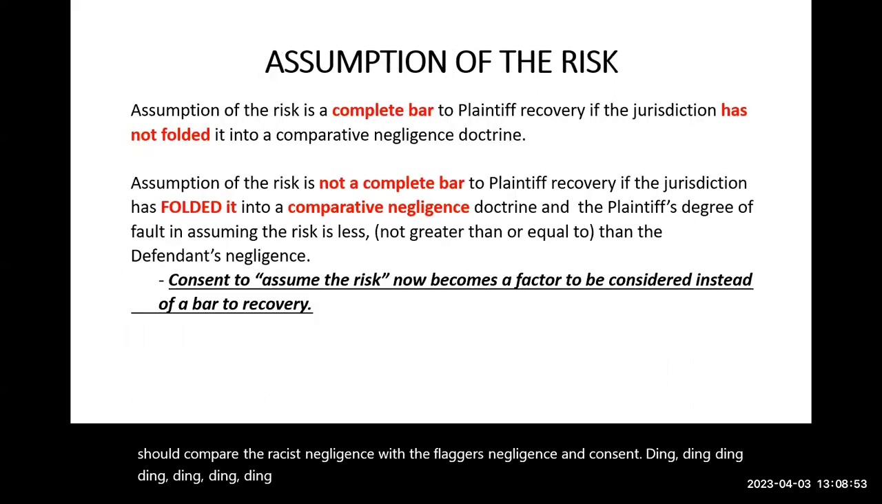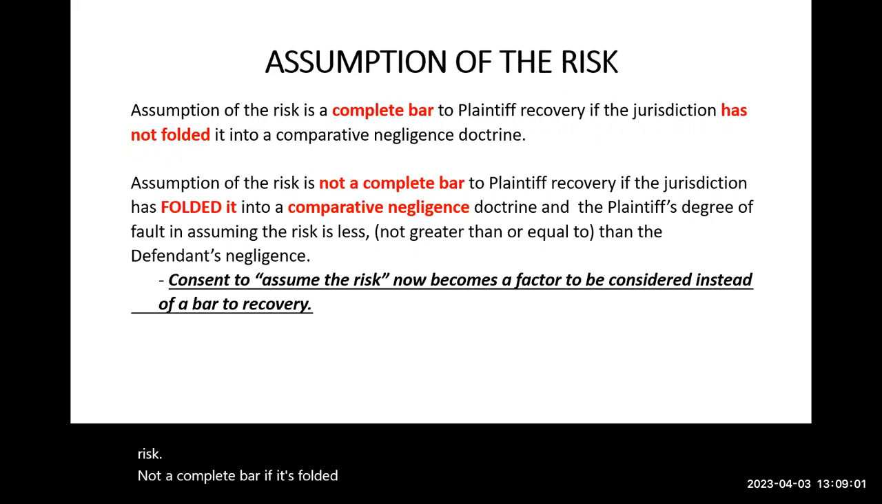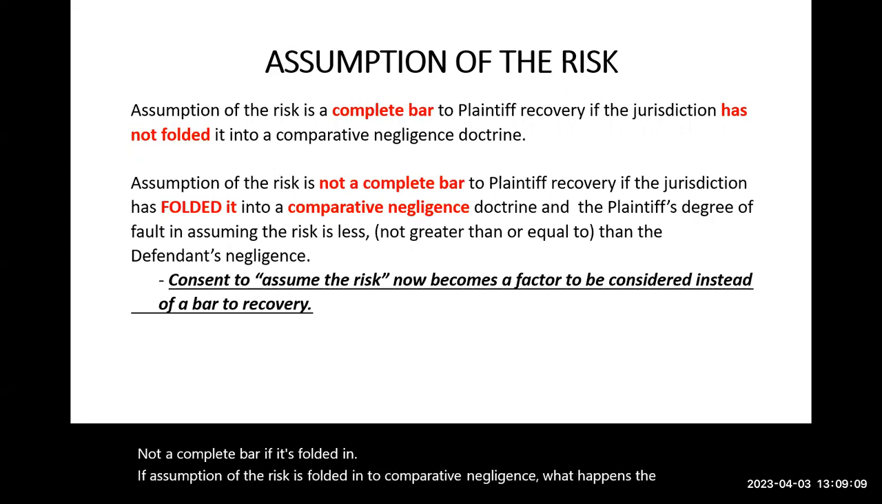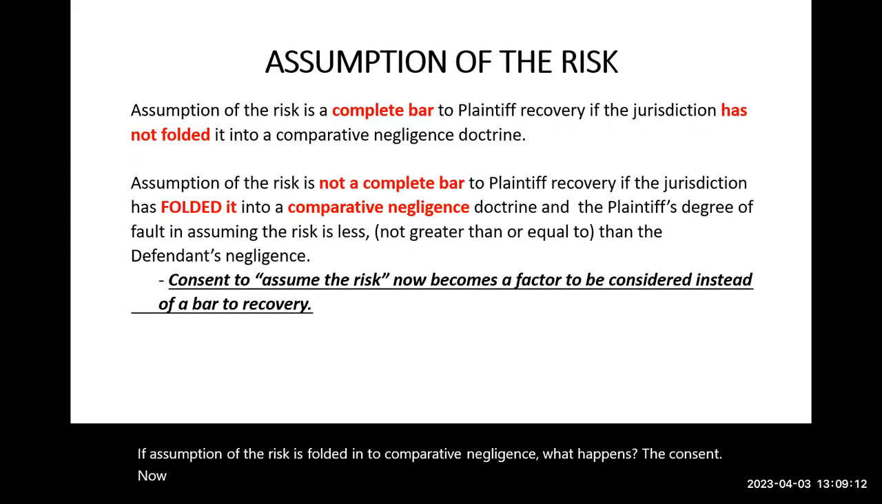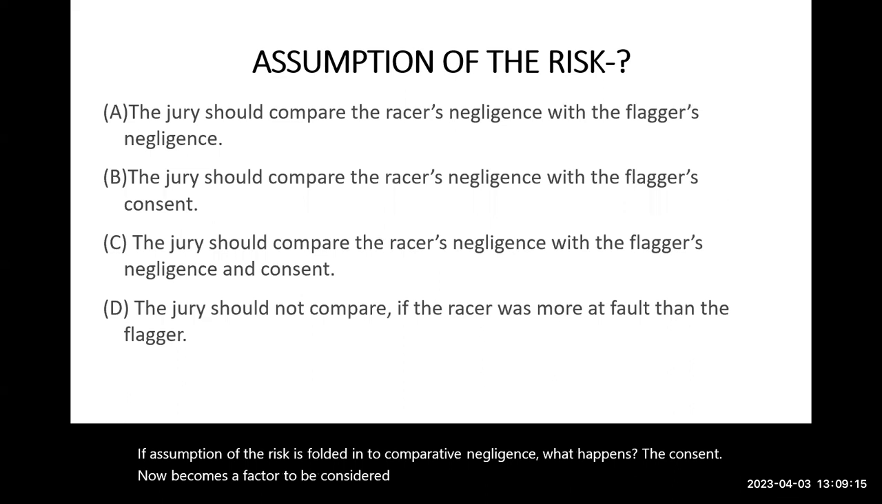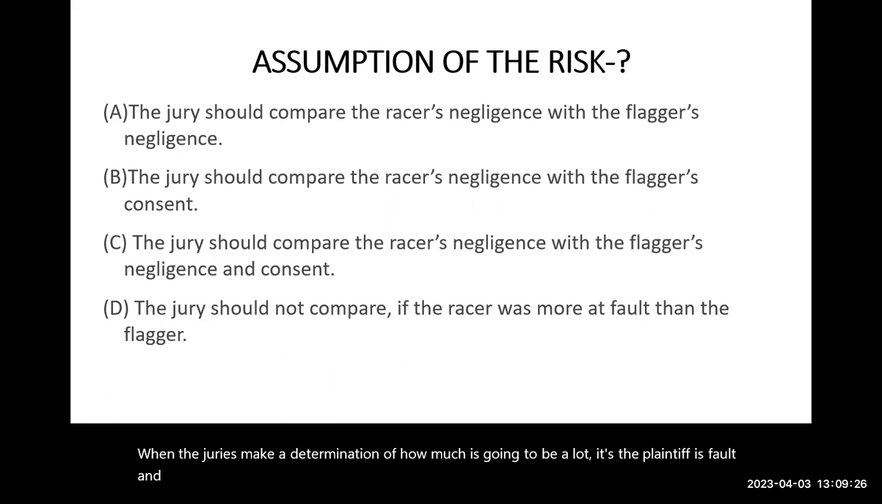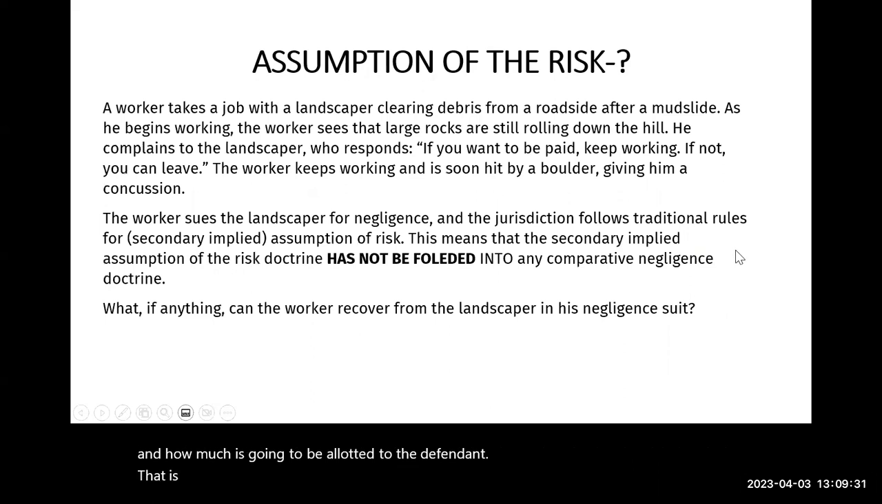Why is that the right answer? Let's go back. Assumption of the risk, not a complete bar. If assumption of the risk is folded in to comparative negligence, what happens? The consent now becomes a factor to be considered. Where is it considered? It's considered right there when the jury's making a determination of how much is going to be allotted to the plaintiff as fault and how much is going to be allotted to the defendant. That is assumption of the risk.